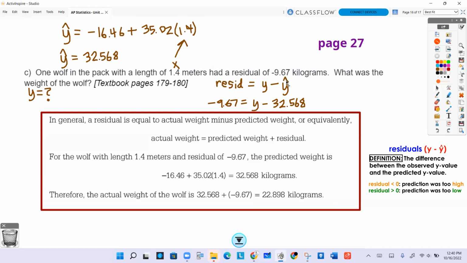Since we're given the residual, I have to work a little backwards. So I'm going to plug in negative 9.67 for the residual. Set that equal to y, since I'm trying to find the weight, minus my now predicted y hat. And I can add the 32.568, which you see down here. I mean, this is really the same thing. 32.568 plus negative 9.67 will give you 22.898 kilograms. So that would be your answer.